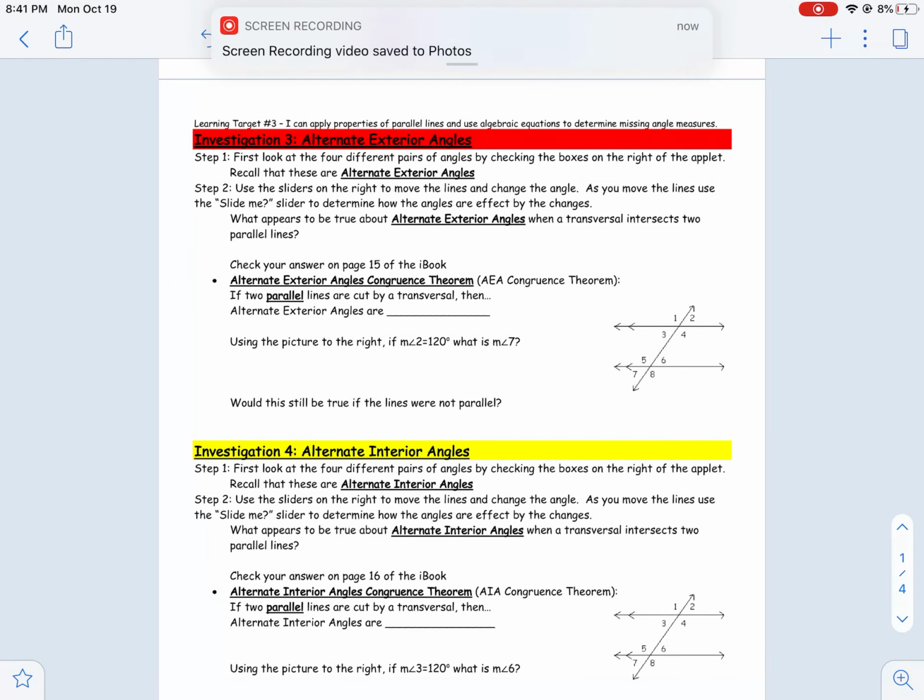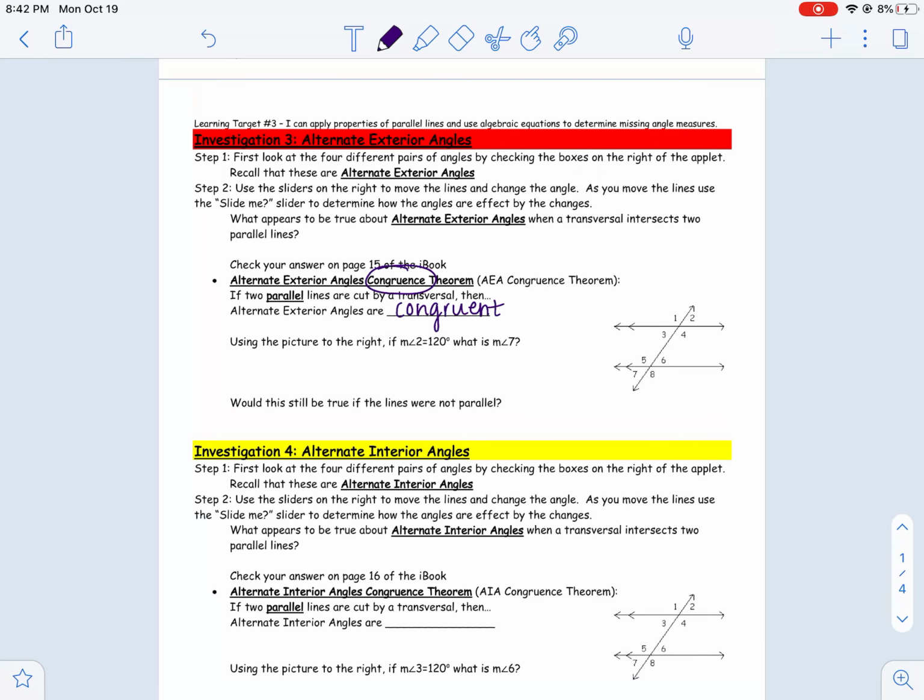Okay, so you just finished investigation 3. Alrighty. We are talking alternate exterior angles, okay? And I know that based off the alternate exterior angles congruence theorem, if two parallel lines are cut by a transversal, then alternate exterior angles are, oh, well, looky there, they are going to be congruent.